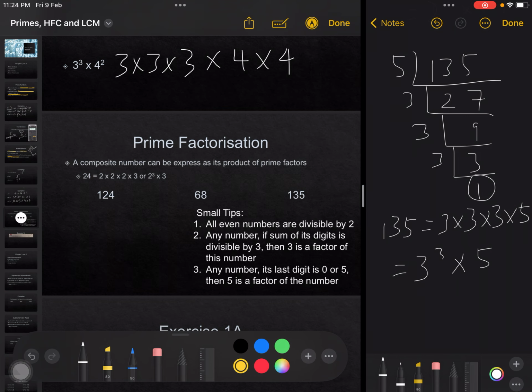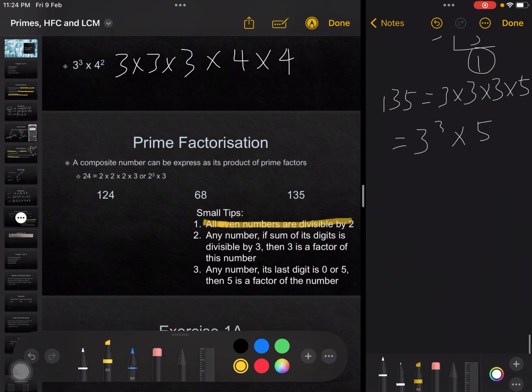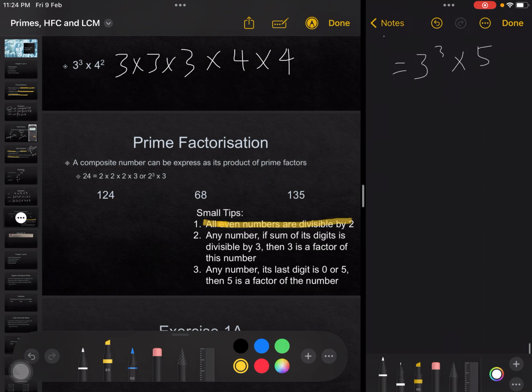Okay, a small tip that I have here when we do prime factorization: all even numbers are divisible by 2. And if the sum of a number's digits is divisible by 3, then 3 is a factor of this number. Okay, what do I mean by this?